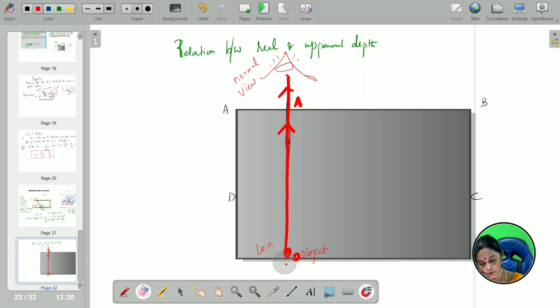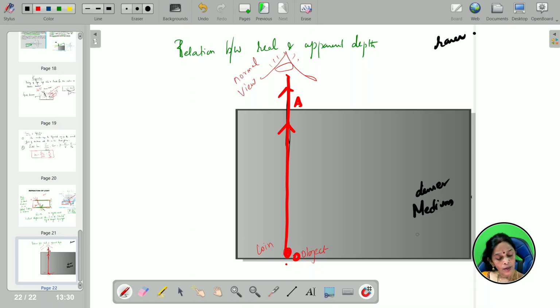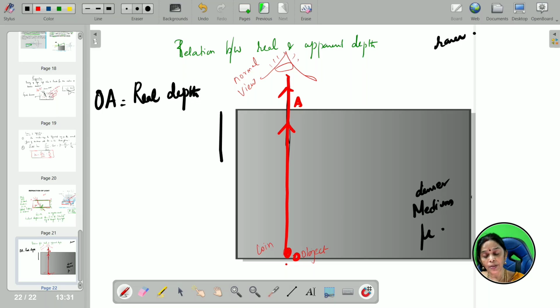Let me rub off all this. Now AO is called real depth. This is the denser medium, please listen carefully. And this is the rarer medium. Refractive index is mu. So now OA is equal to the real depth of the object. Really the object is at point O. So this much depth is the real depth.